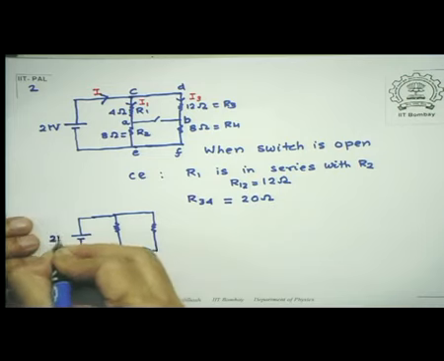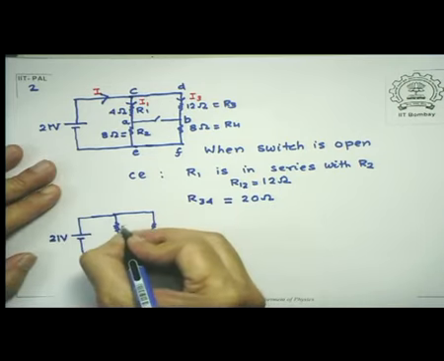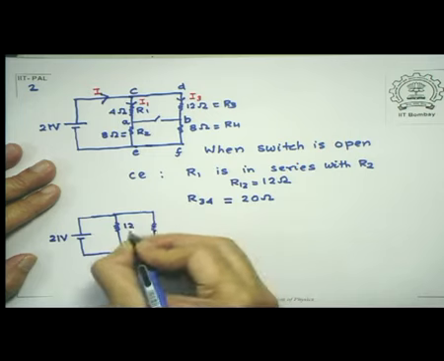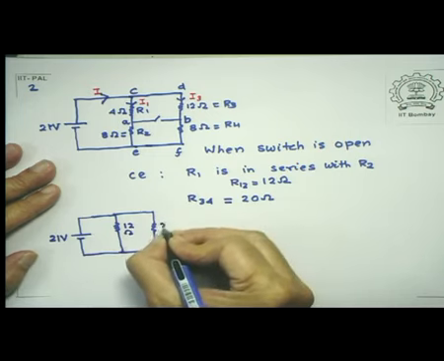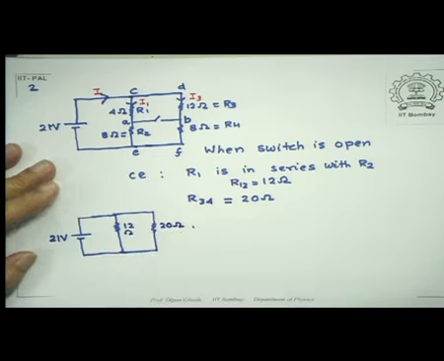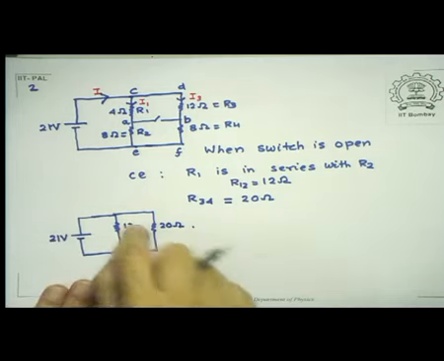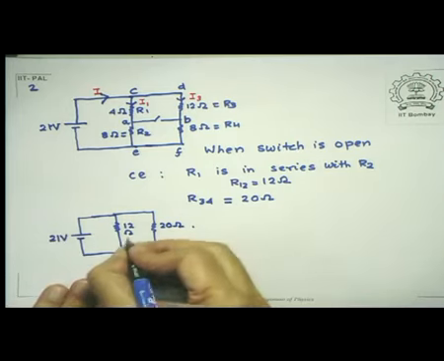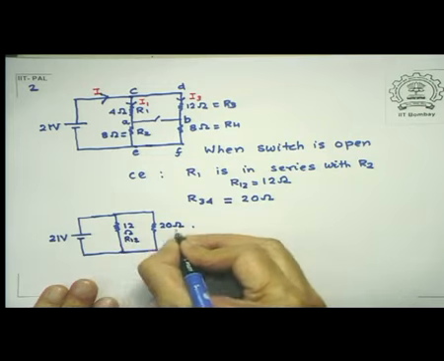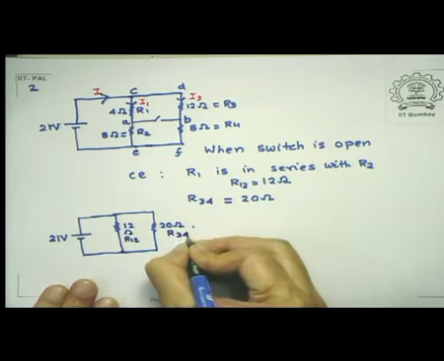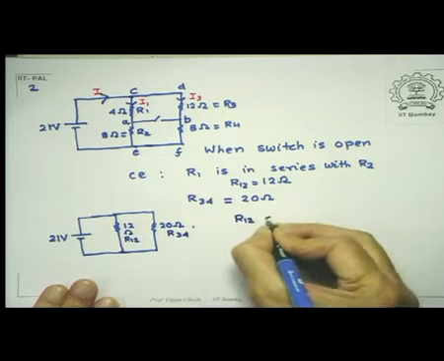So this is 21 volts, this is 12 ohms, and this is 20 ohms. But this 12 and 20 are now parallel. So we call this R12 and we call this R34. So we say R12 and R34 are parallel.